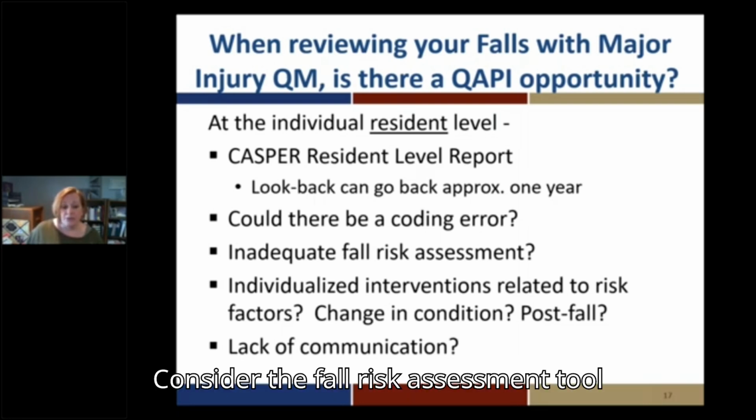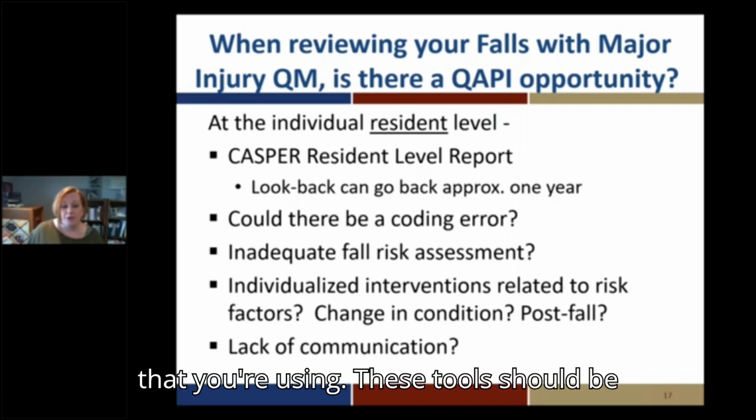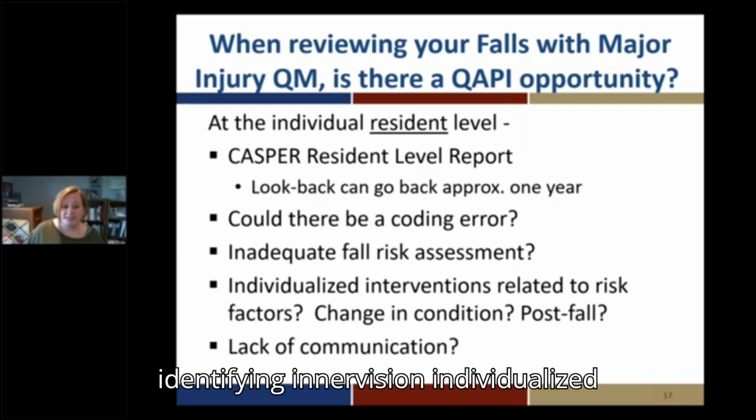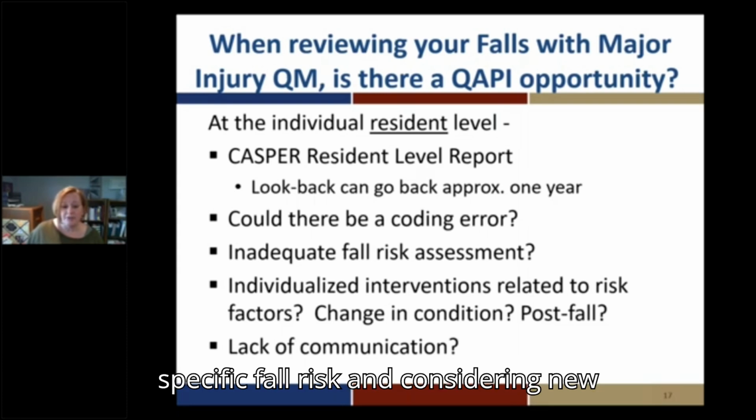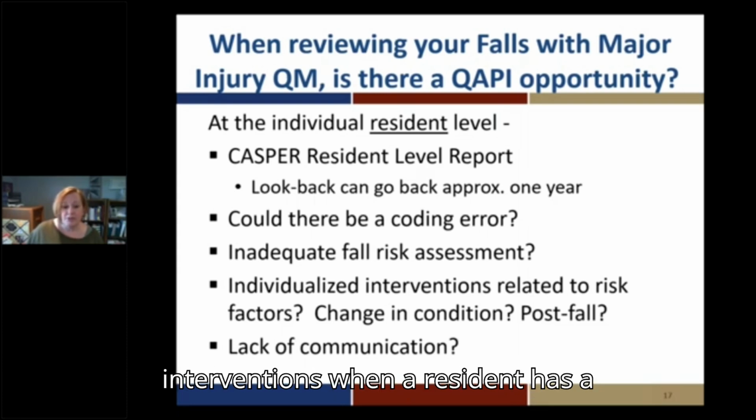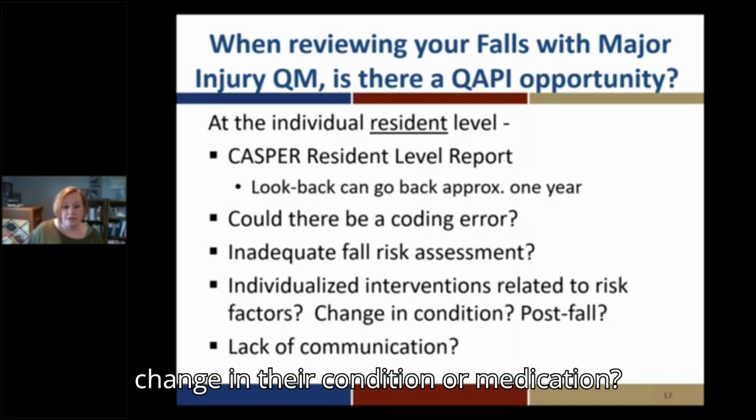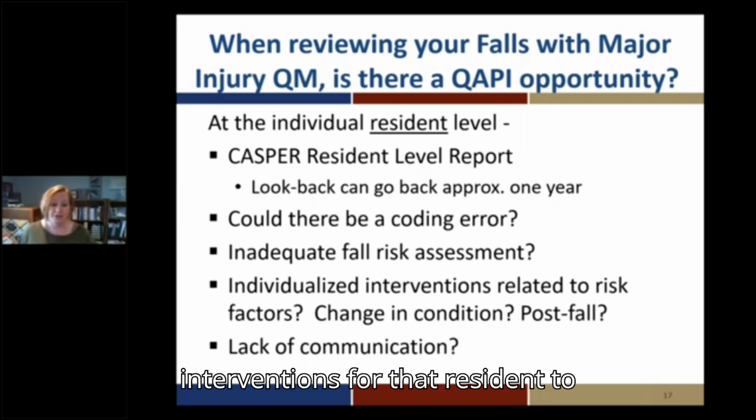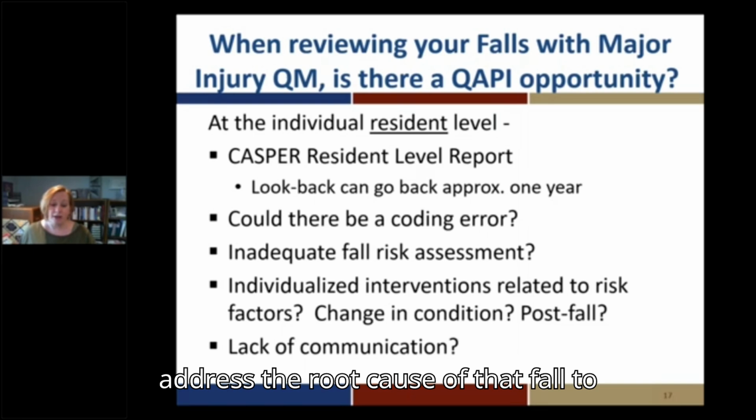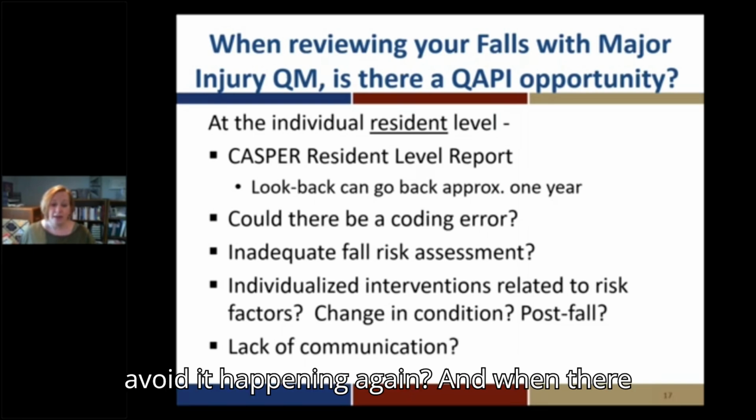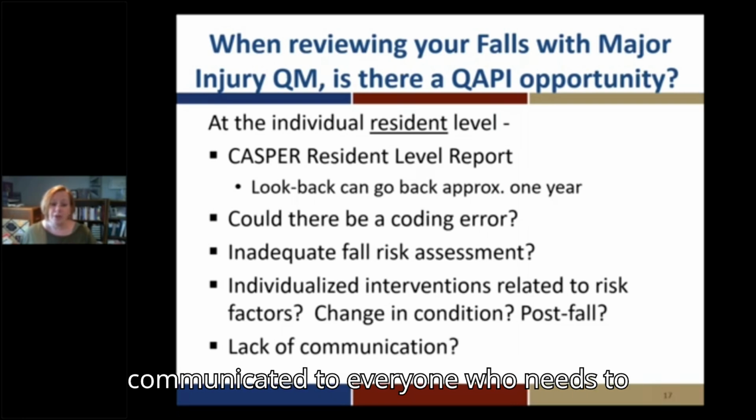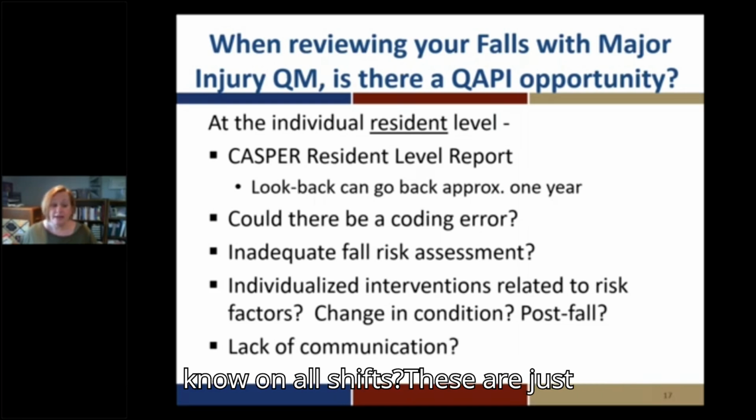Consider the fall risk assessment tool that you're using. These tools should be able to help increase awareness and therefore prevent some falls. Are you identifying individualized interventions for each resident's specific fall risk and considering new interventions when a resident has a change in their condition or medication, and especially after a resident has a fall? Are you developing individualized interventions for that resident to address the root cause of that fall to avoid it happening again? And when there are changes in condition or new interventions, is that new information communicated to everyone who needs to know on all shifts? These are just a few suggestions to consider when looking at improvement for falls.